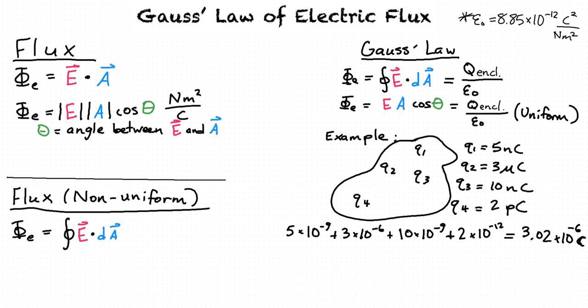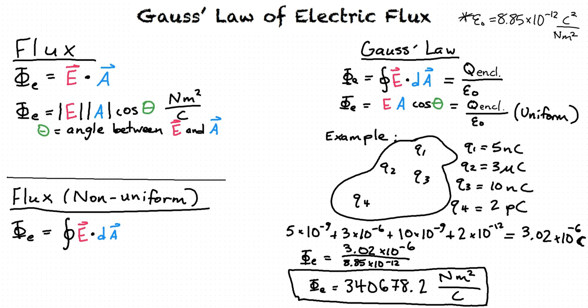Now we will substitute this into the formula. Flux equals 3.02 times 10 to the negative 6th divided by 8.85 times 10 to the negative 12th. And after performing this calculation, we find electric flux equals 340,678.2 Newton meters squared per coulomb.